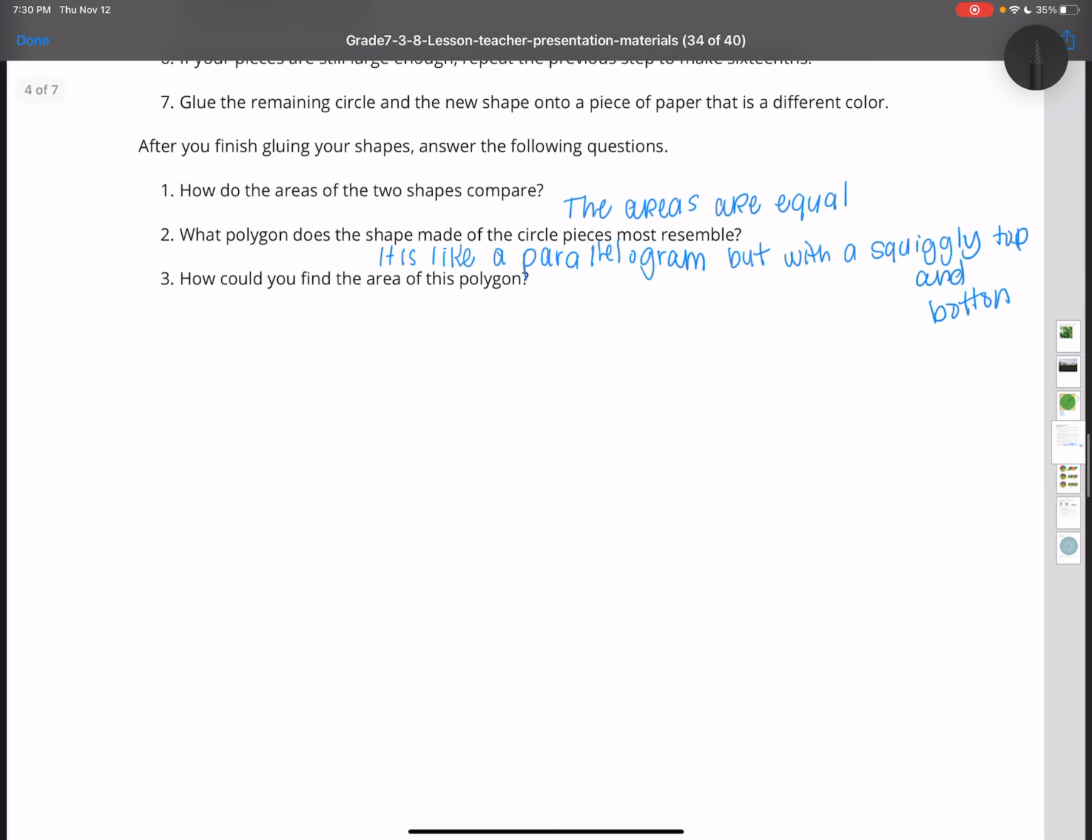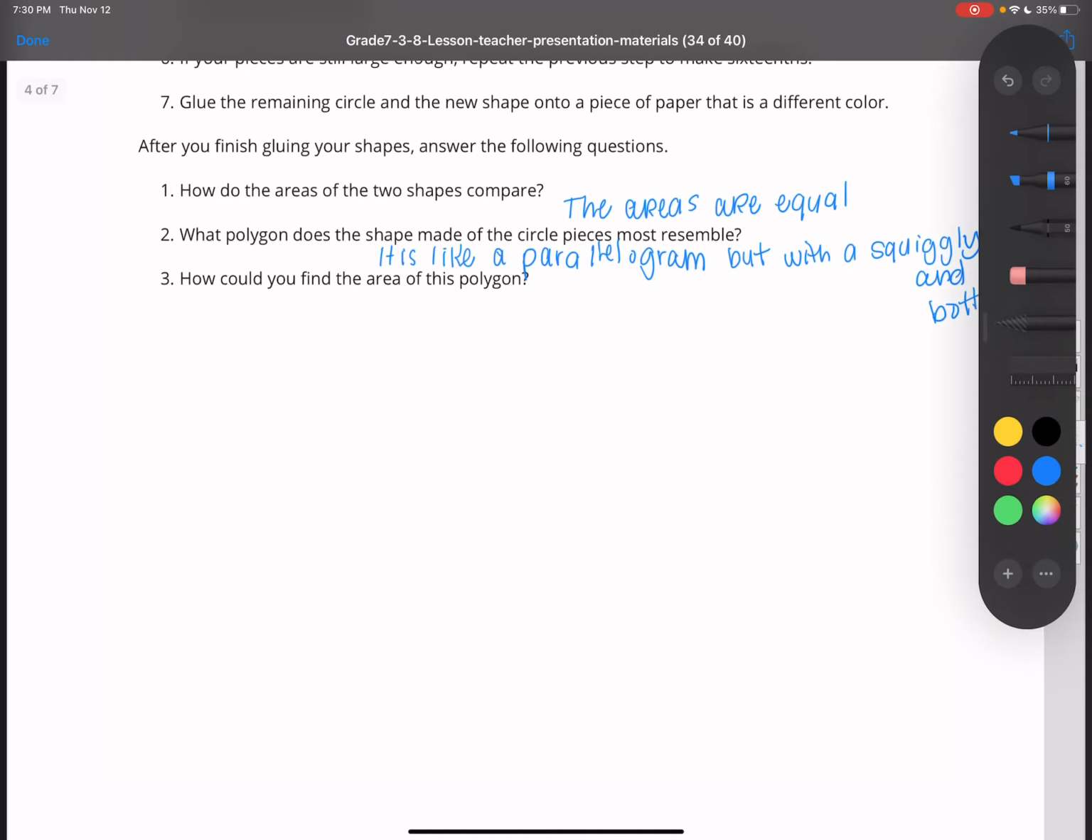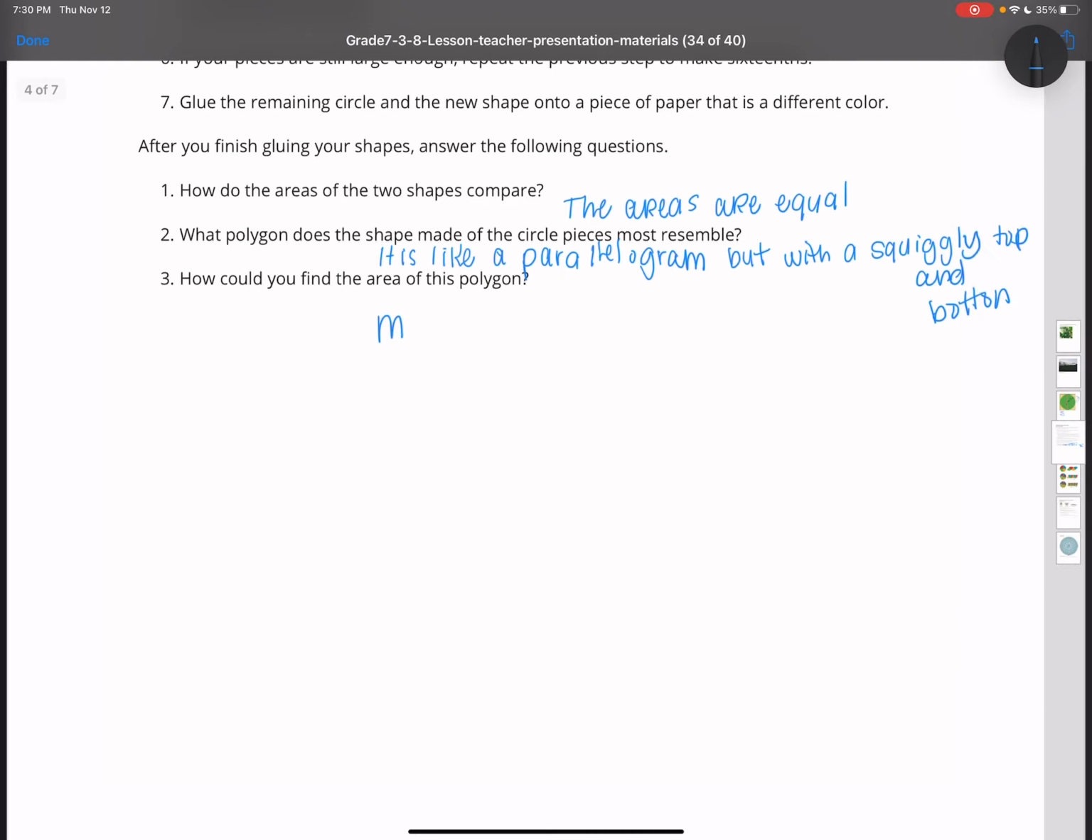And then third, it says, how could you find the area of this polygon? And it said you could find it by multiplying the base times height, the same way you do a parallelogram, okay? So multiply the base times the height.